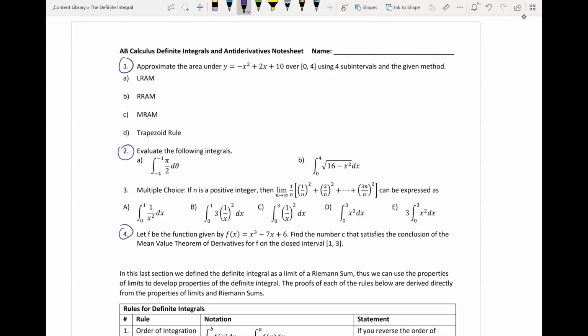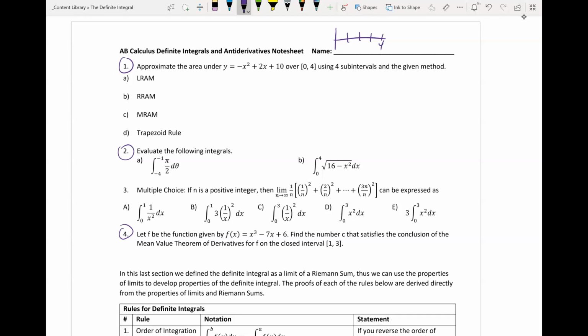All right, so for question 1, we are trying to approximate the area underneath the curve over 0 to 4, and we're going to use 4 subintervals. We're going to do the left Riemann sum, the right Riemann sum, the midpoint, and the trapezoidal rule. Because we're using 4 subintervals from 0 to 4, the width of each subinterval is going to be 1.